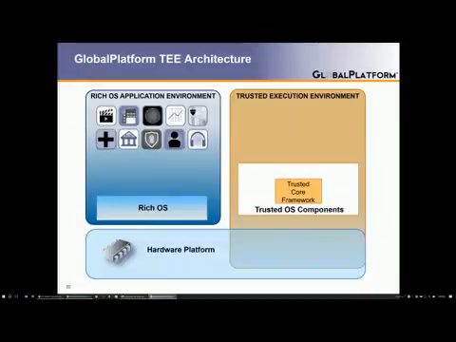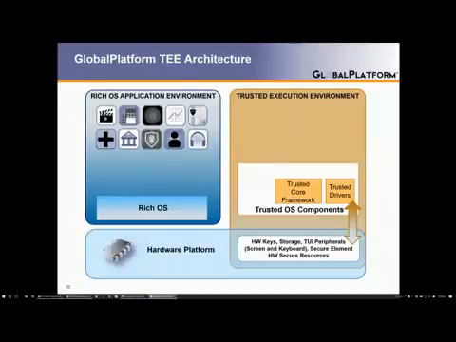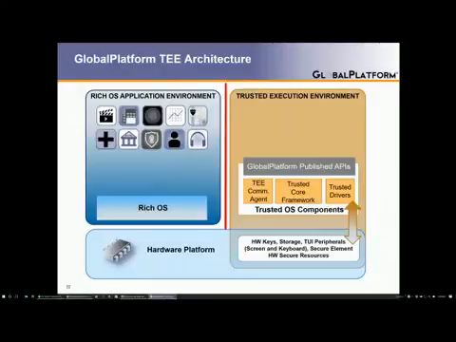It has a trusted core framework that allows it to operate with applications, trusted drivers to talk to different kinds of hardware systems, and a trusted communications agent that allows for communications with the rich OS. There are some published APIs that also allow for the applications to communicate with the trusted framework. And we have our own APIs inside of the rich OS that allow the rich OS applications to securely communicate with the trusted execution environment.